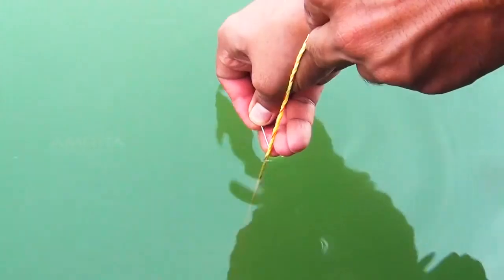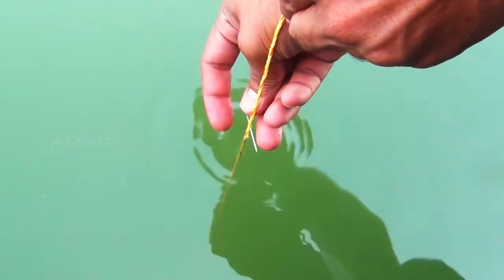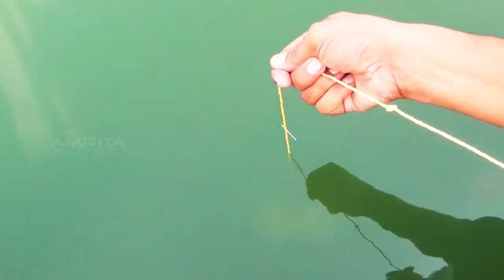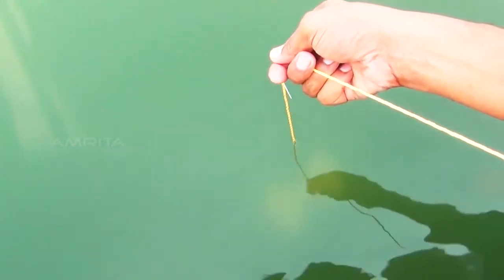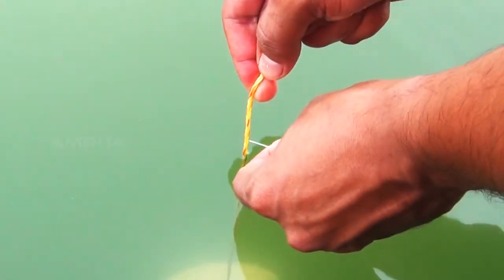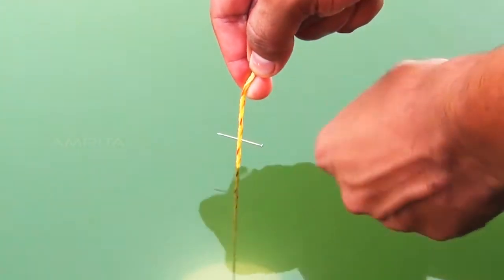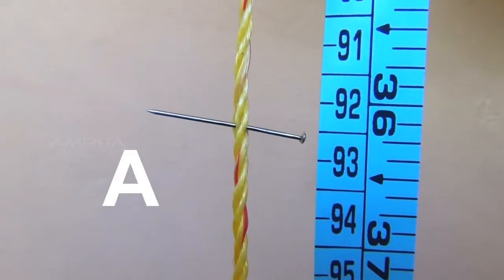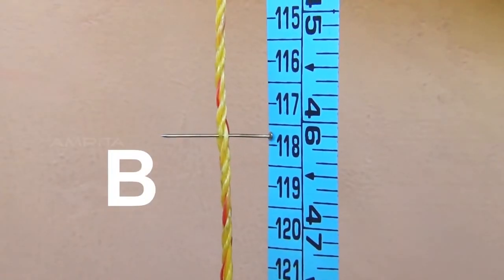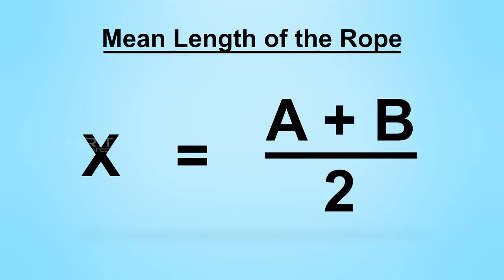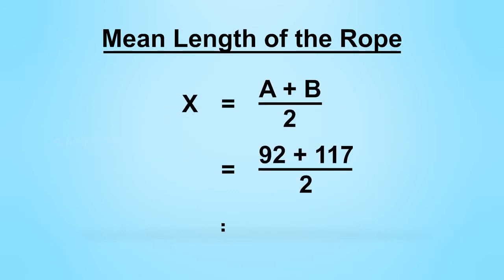Using a pin, mark the length of the rope when the disk disappears, say A centimeters. Slowly pull up the disk till the black and white segments of the disk just reappear. Using a pin, mark the length of the rope where they just reappear, say B centimeters. Using a meter tape, find the length of A and B. Find the mean length, say x centimeters, of the rope by the following method: x is equal to (A plus B) by 2.